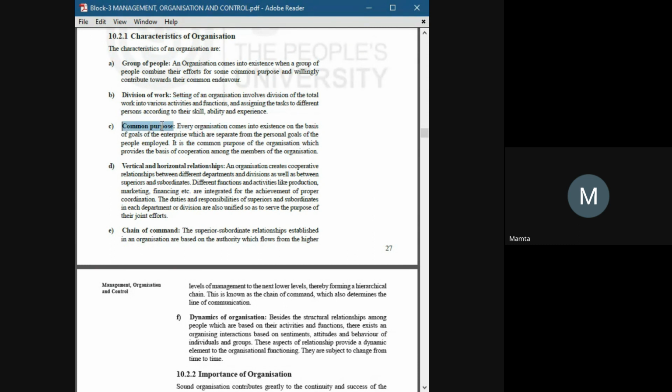Common purpose. Every person in the organization is working for that common purpose. Every organization comes into existence on the basis of goals of an enterprise which are separate from the personal goals of people employed. It is the common purpose of the organization which provides the basis of cooperation among the members of the organization.